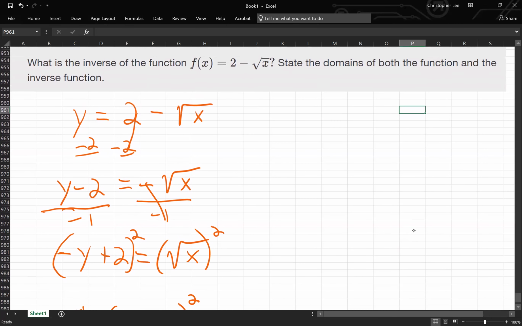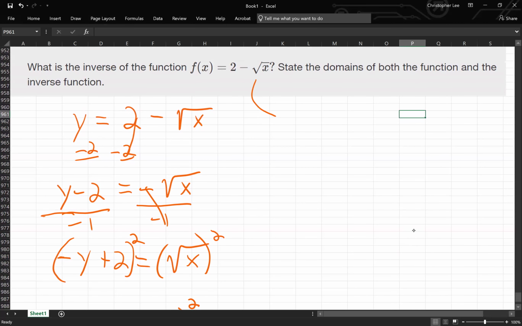Let's go back to the original question though. Right here, what's my domain? Two. Good. So this is going to be bracket 0 to infinity. What's my range? Negative infinity, because of the minus.